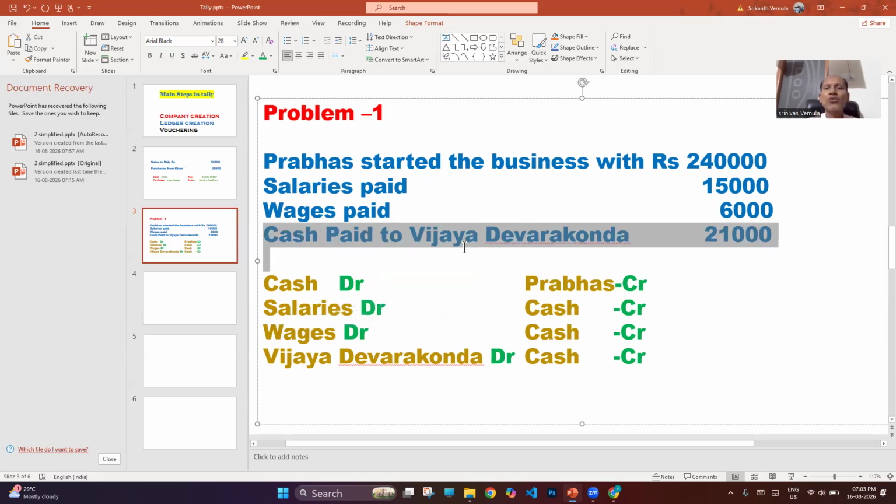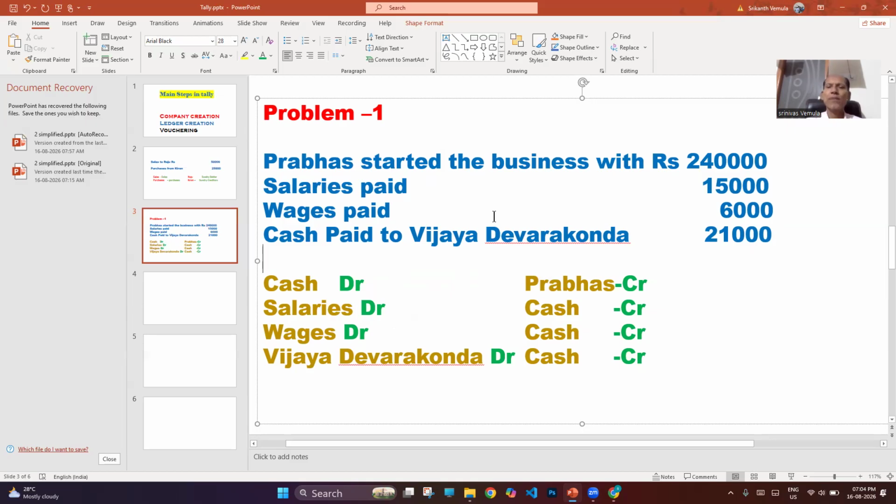And cash paid to Vijay Devarakonda. So Vijay Devarakonda should be debited, as he is getting the benefit from the cash. So Vijay Devarakonda is debited, cash is going out, credited. So in this, Vijay Devarakonda and cash come. This is a brief analysis of the problem.